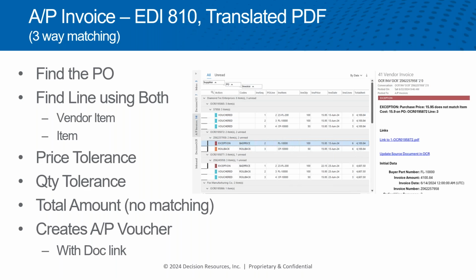No, this customer sends me our part number. This vendor sends us their part number. This vendor sends us our part number. So we do a double search. We look on price tolerance. Did the price tolerance match?